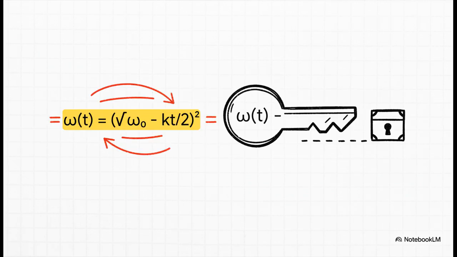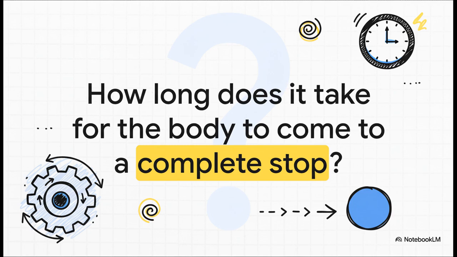We just rearrange those terms to solve for omega. And voila! We have our first big result. This equation tells us the angular velocity at any moment in time. This is the key that's going to unlock the rest of the problem for us. Okay, on to step 2.